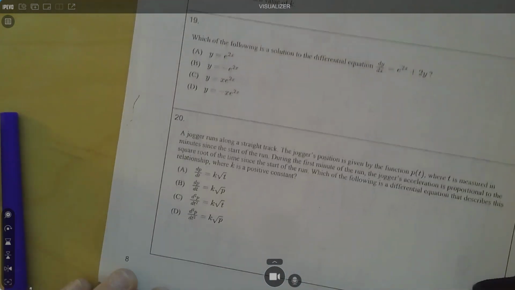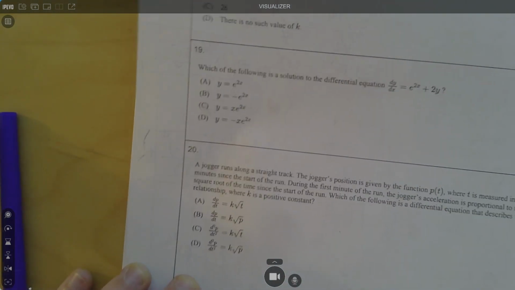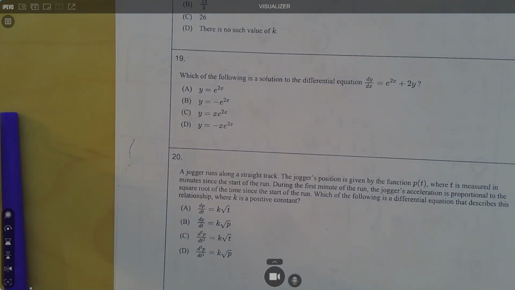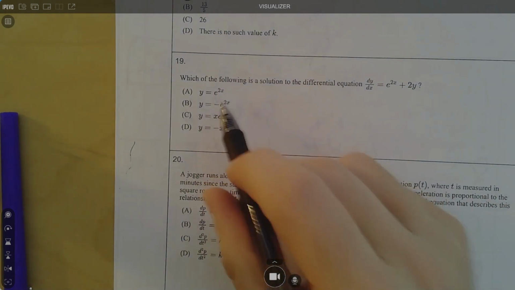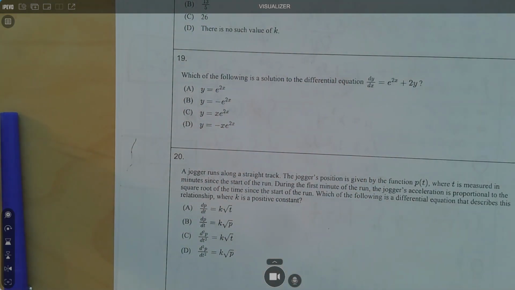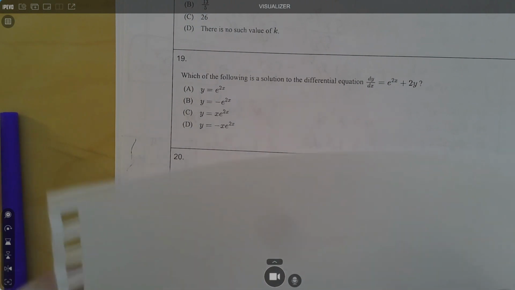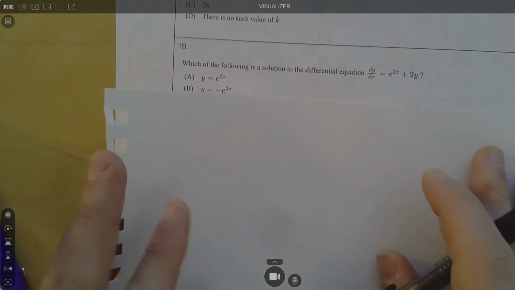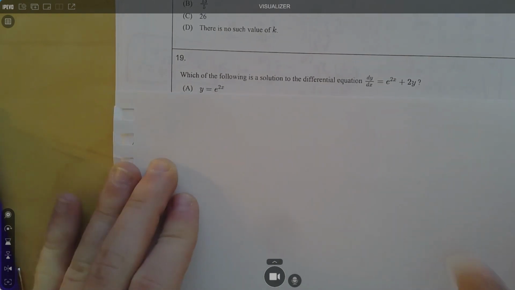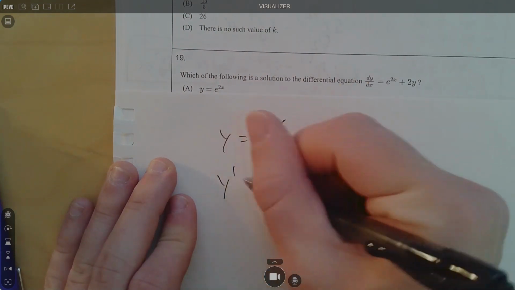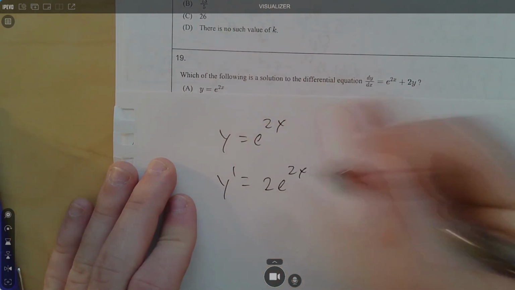Which of the following is a solution to the differential equation dy dx equals e to the 2x plus 2y? Okay, so you can start just by testing them. So do you test A? Well, I'm going to show this very clearly. If my option was option 1, y equals e to the 2x, I need y prime, which is 2e to the 2x, and then I'm going to plug that in here.